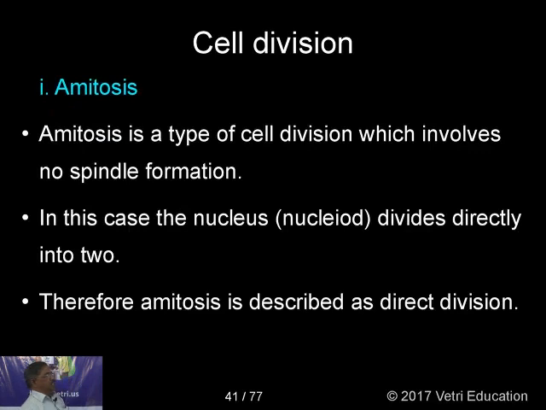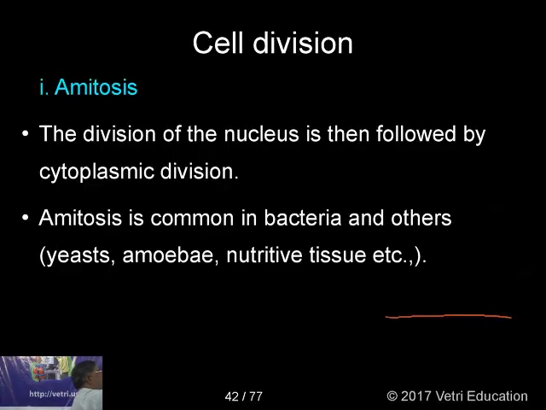Amitosis is a type of cell division which involves no spindle formation. In this case, the nucleus, generally called nucleoid because there is no nuclear membrane, divides directly into two. Therefore, amitosis is described as direct division or direct cell division. The division of the nucleus is followed by cytoplasmic division. Amitosis is common in bacteria and other organisms like yeast, amoeba, and nutritive tissues.